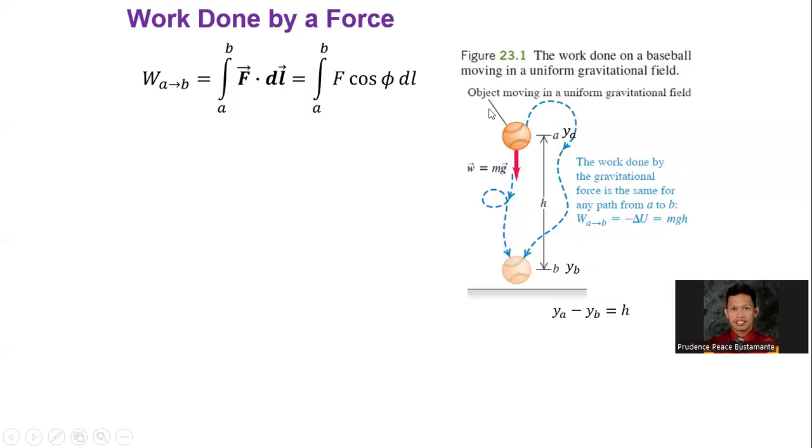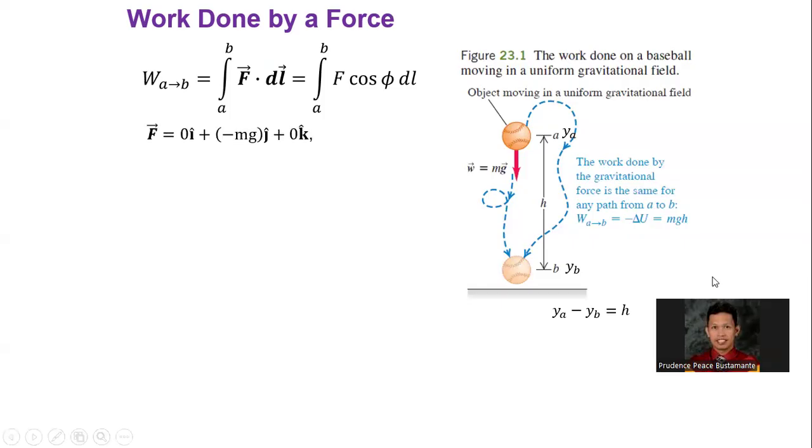Therefore, this weight force is doing work. So the work done by the weight force from A to B is just equal to the negative change of the potential, which is mgh. So this is what we discussed in chapter 6. Say, for example, we want to do this in component form.